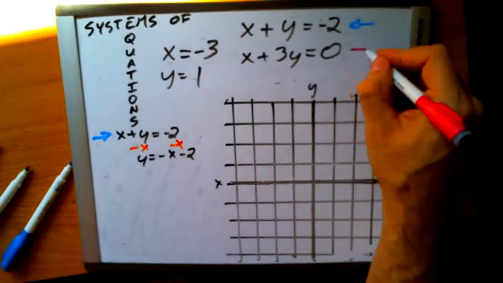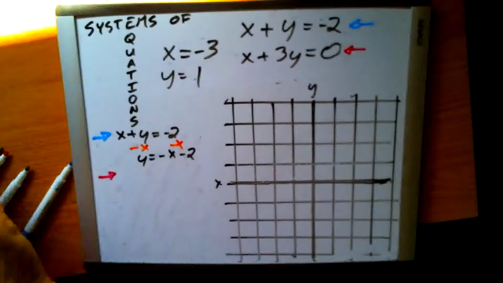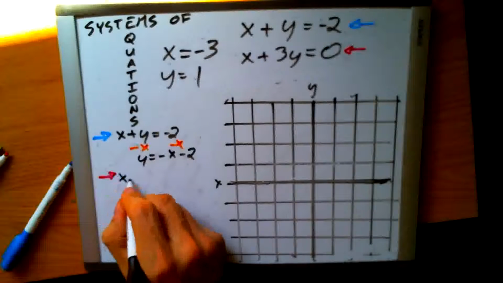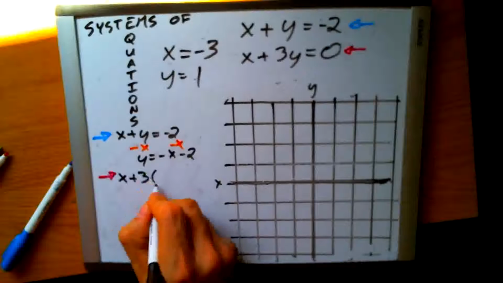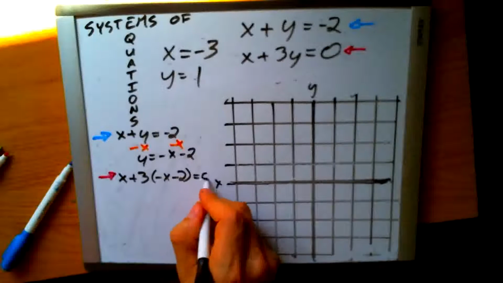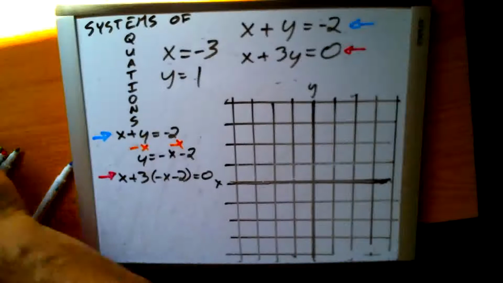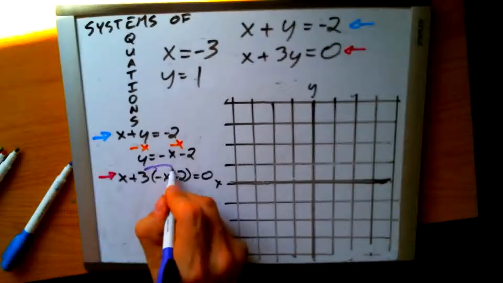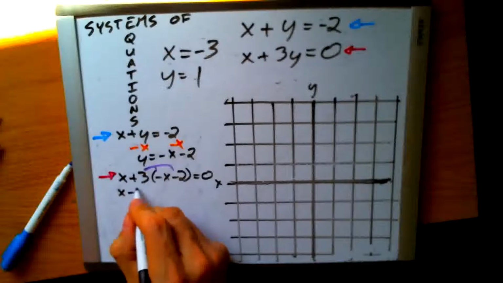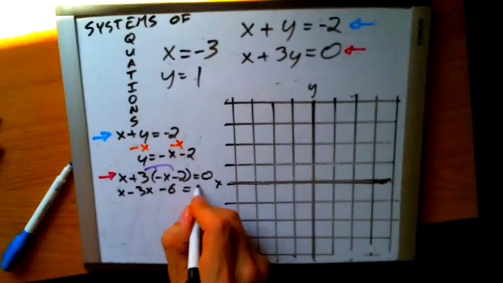Now we can take the second equation here and we can replace the y with -x minus 2, leaving us with x plus 3 times brackets -x minus 2 equals 0. So trying to get x on its own, let's go 3 times -x and 3 times -2 with the distributive property. So x minus 3x minus 6 equals 0.